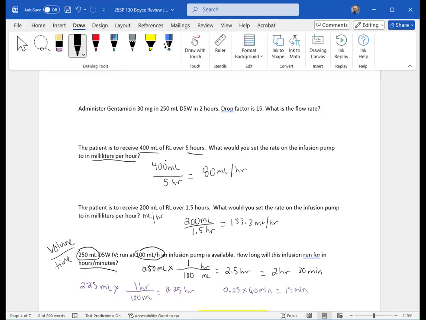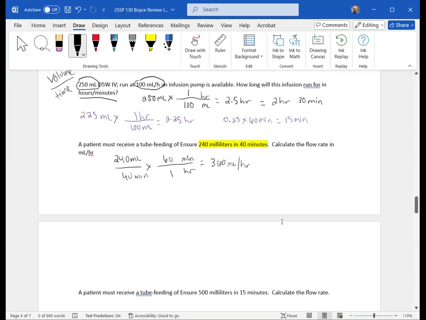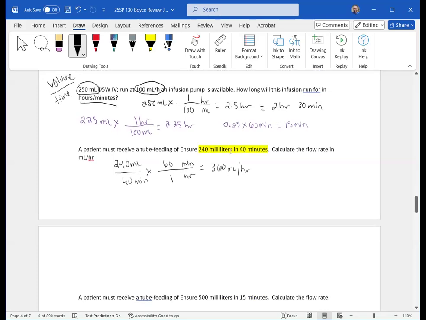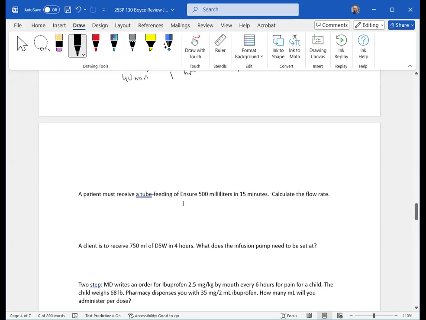Now, that's a straightforward type of flow rate question. And then, like I said, we'll go through some of these other ones in just a minute. If you have a question like this, where it gives you milliliters in minutes, then you might need to convert minutes to hours. So let's look at an example of that. That's down here. It says that the patient's to receive 500 milliliters in 15 minutes. Well, we don't want minutes, we want hours.